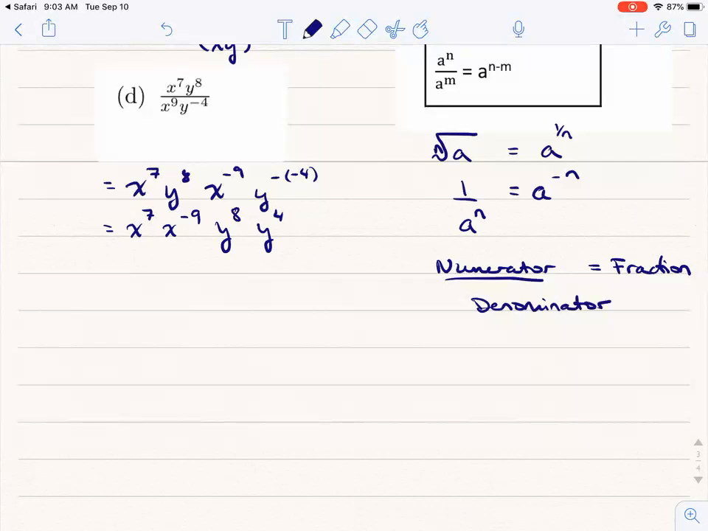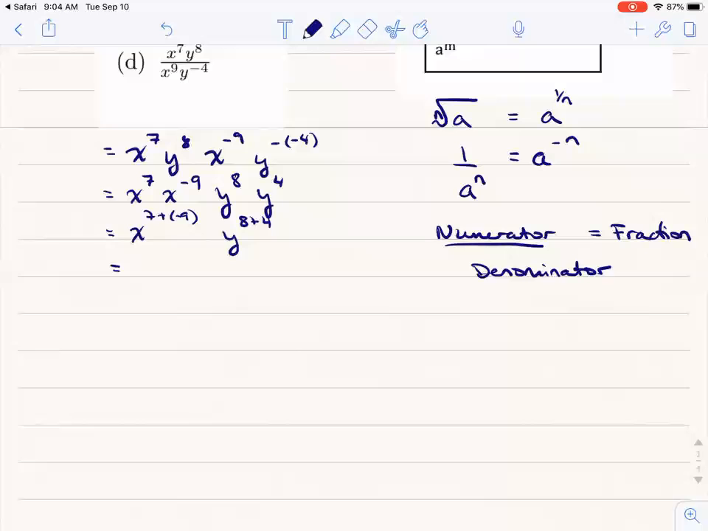Okay. So now I can see these and group these. And so what do I have? I have x to the power of 7 plus negative 9, and y to the power of 8 plus 4. So I have x to the power of negative 2 and y to the power of 12. Bless you. You can definitely leave it here.